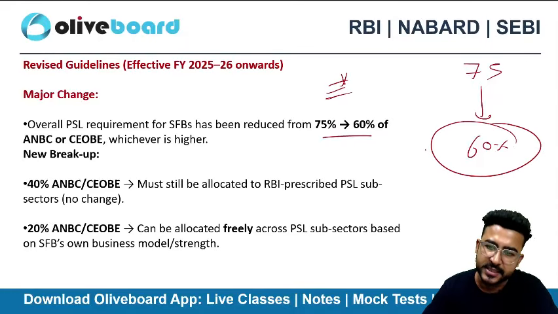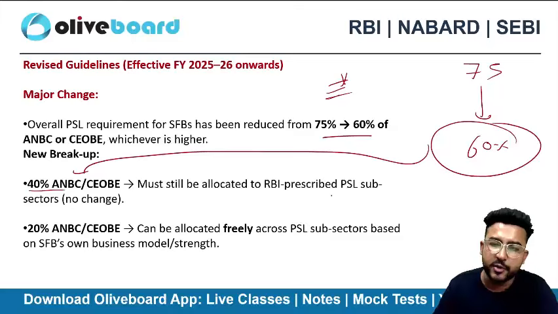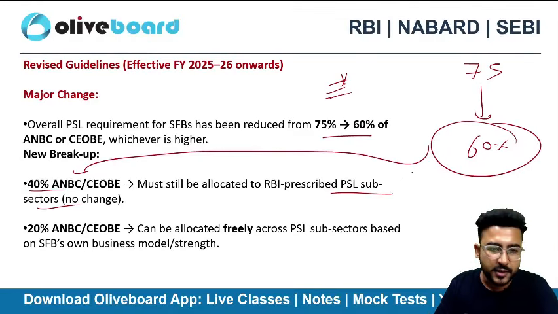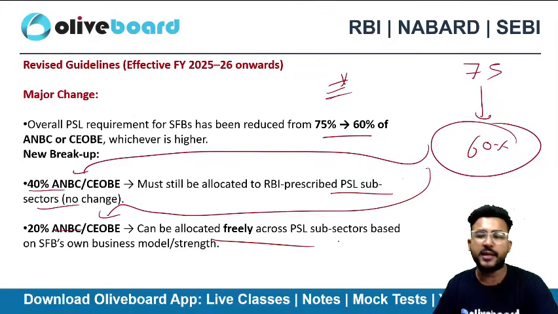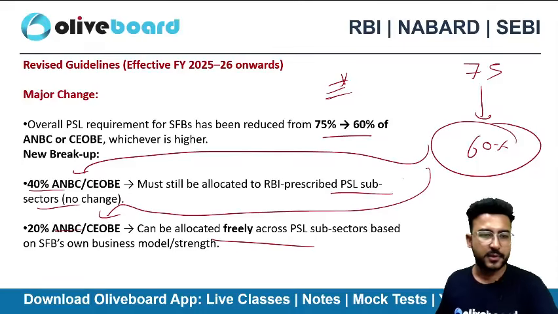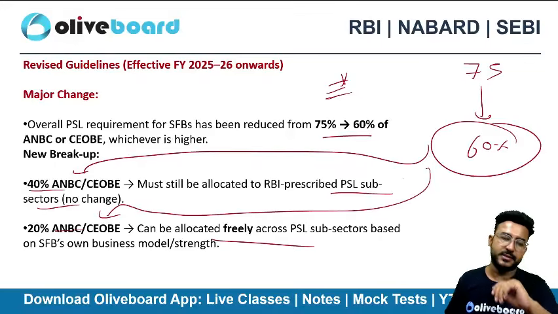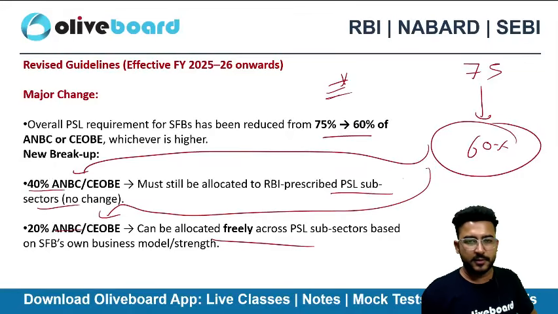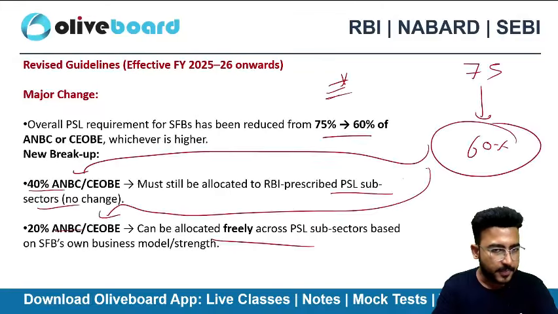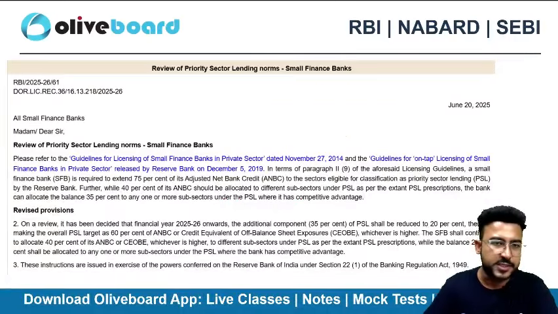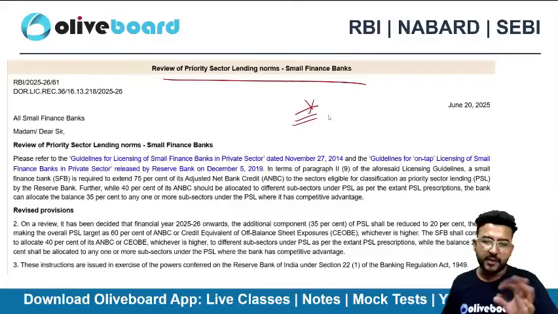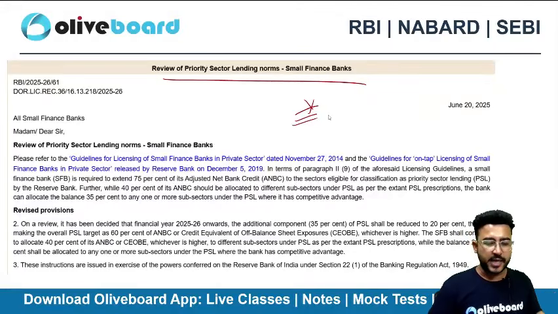Now from the 60, 40 must be allocated to the select subsectors within the PSL. Rest of the 20%, you are free to allocate in any PSL subsector of your choice, right? That's what the amendment here is, right? That's what the major amendment here is, right, guys? So this is from the review of your priority sector lending norms for small finance bank. Very, very important from your examination perspective, right?